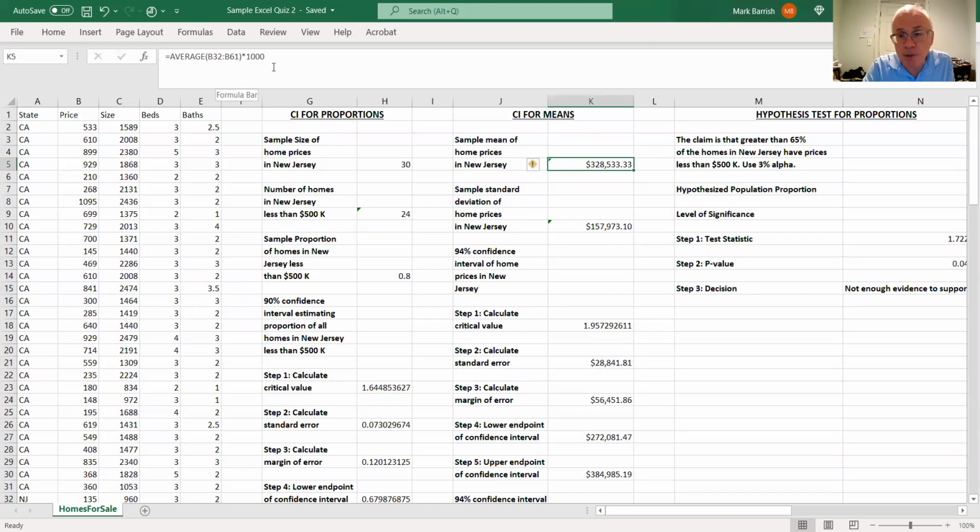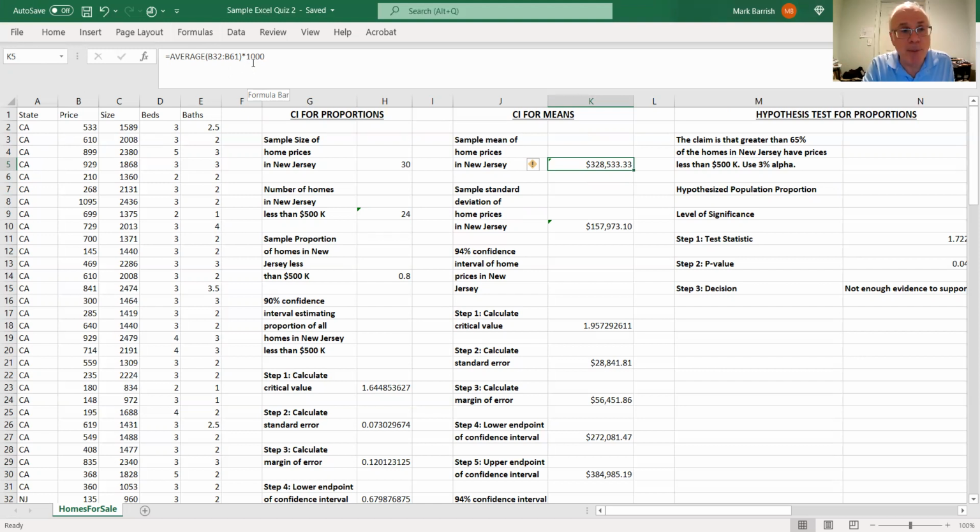Now this times 1,000 is only in this particular situation here because the prices in column B are in thousands of dollars, and I want to display the full dollar amount, not just in thousands of dollars. So I'm multiplying it by 1,000. Please, if you're not dealing with that type of situation where you have to multiply by 1,000, please remove that in the actual problem that you're doing.